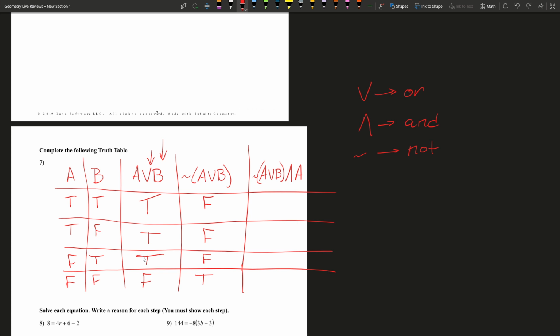And then in this last column, we're looking at this column and the A column. So both of those things have to be true for this statement to be true. In this first row, A or B is false, not A or B is false, and A is true. Because both of them are not true, this statement is false. Same reason in the second row. Same reason in the third row. And same in the last row. So all of these are false, because both would have to be true to make a true statement.